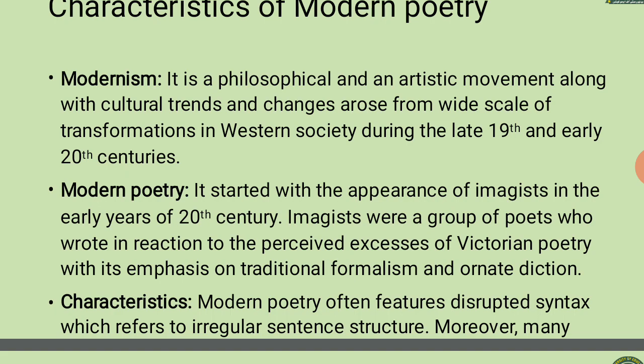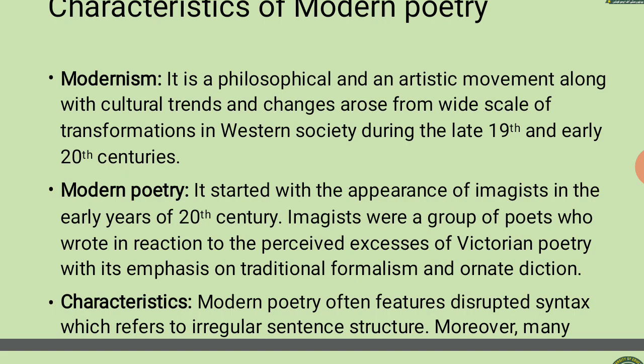When we talk about modernism, modernism is a philosophical and an artistic movement, along with cultural trends and changes aroused from a wide scale of transformation in Western society during the late 19th and early 20th centuries. We can see that modernism is a philosophical and artistic movement with its cultural trends and changes that have arisen from the lives of the people.